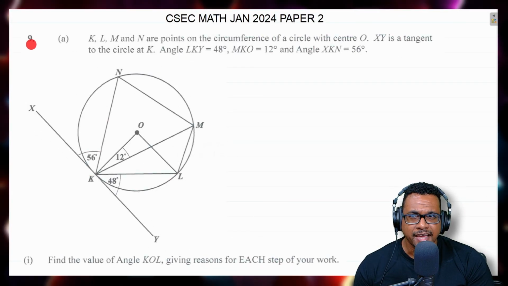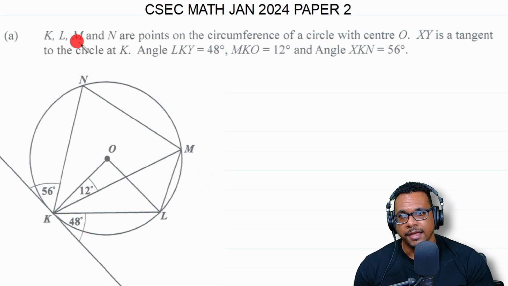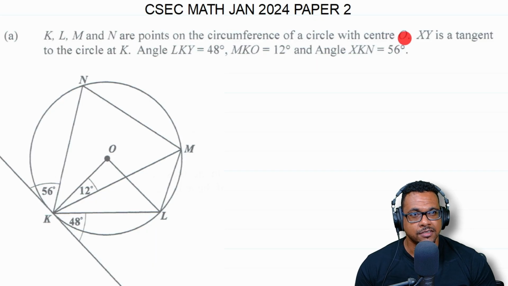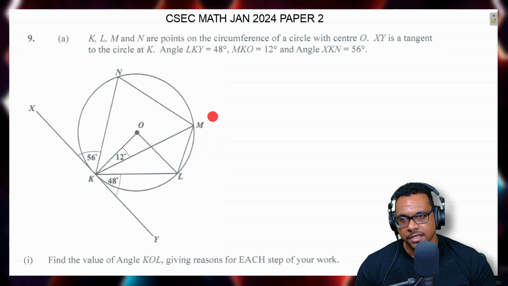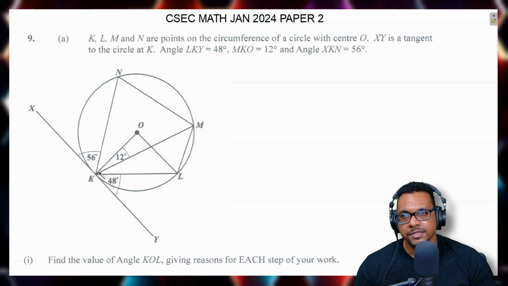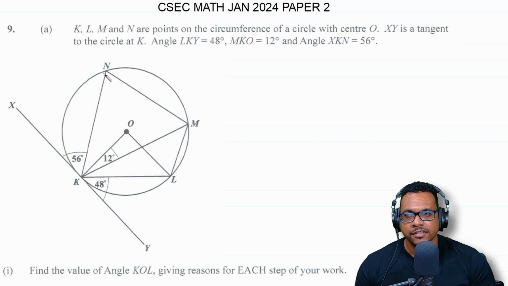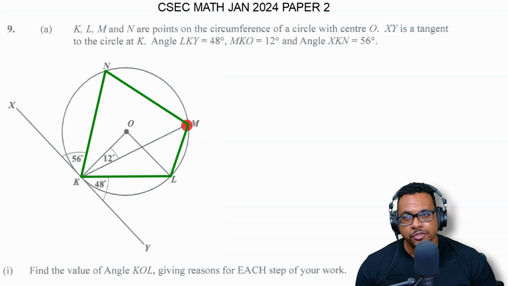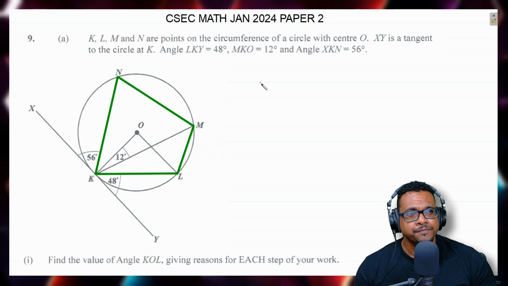Now in this question 9 part A, we have K, L, M, and N are points on the circumference of a circle with center O. So we see in the circle here, we see the center O, and we see K, L, M, and N. Obviously, this quadrilateral, which is a 4-sided shape, all the vertices touch the circumference of the circle, which would make KLMN a cyclic quadrilateral.